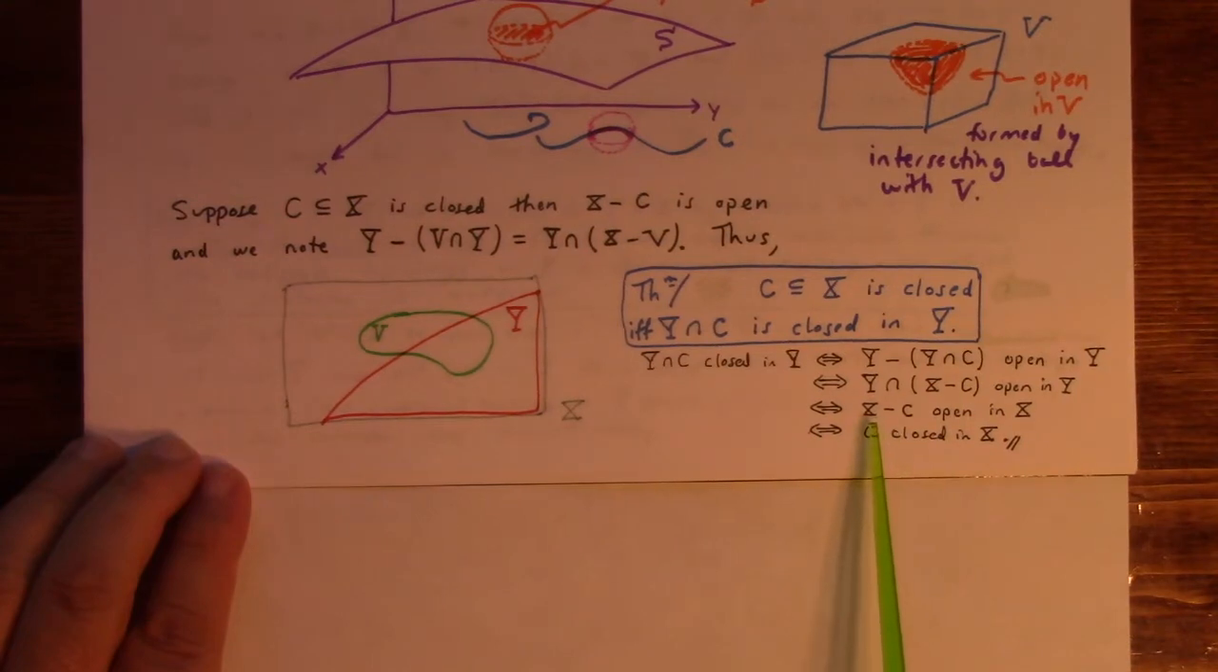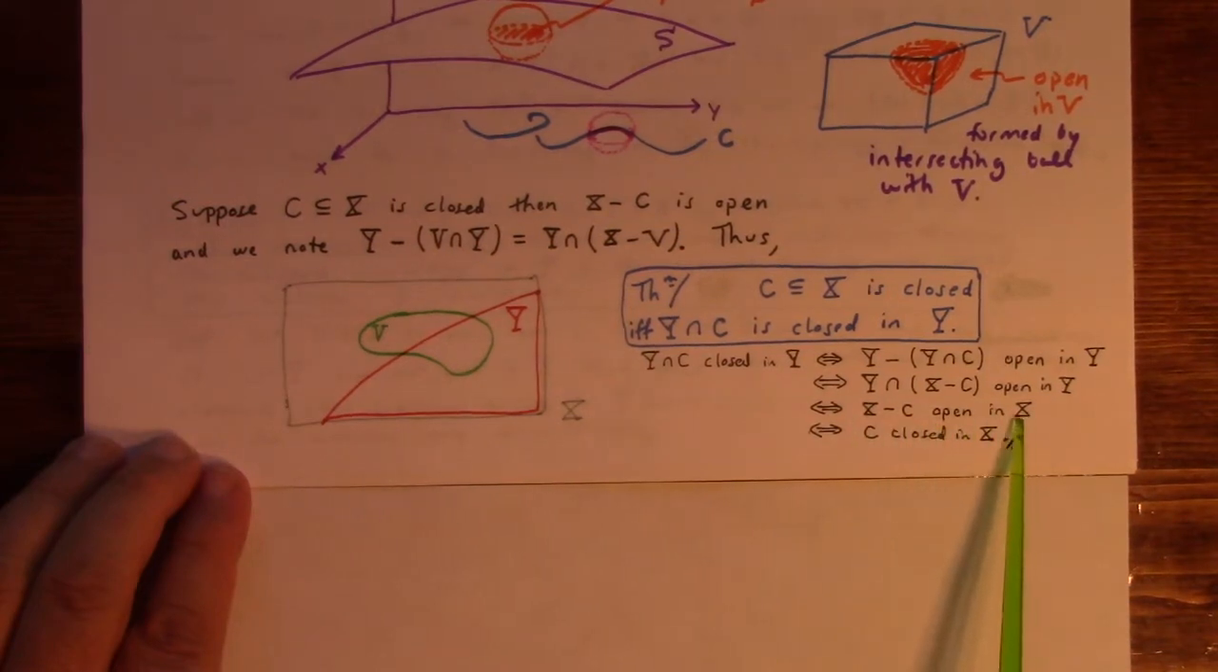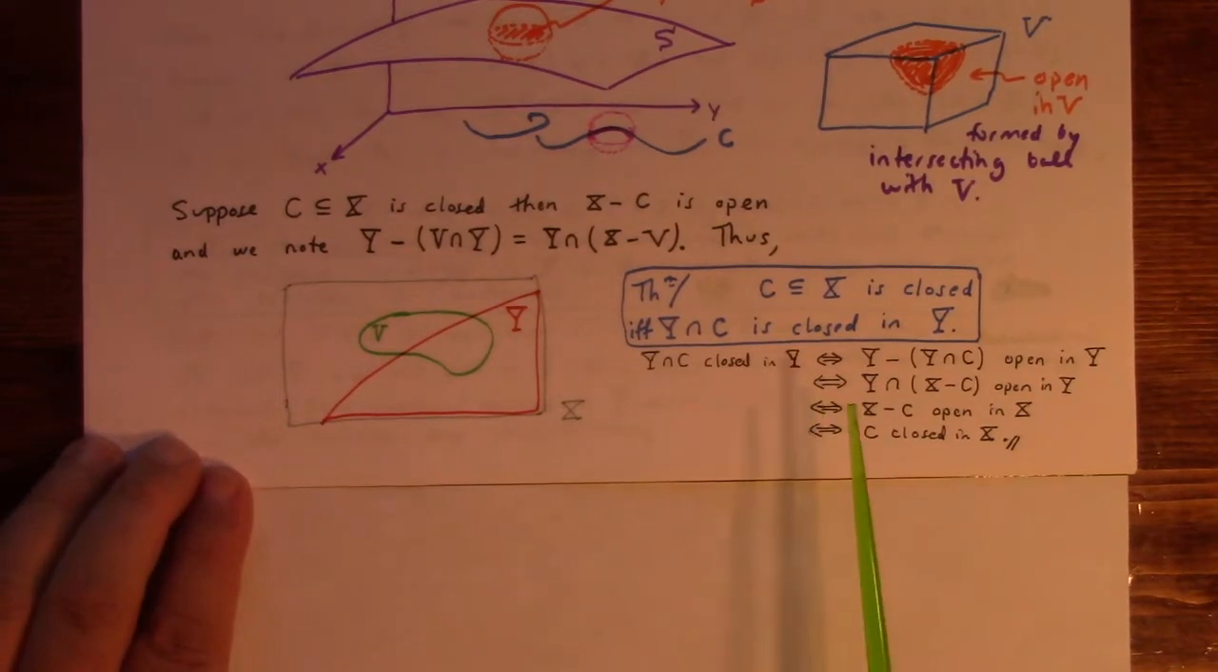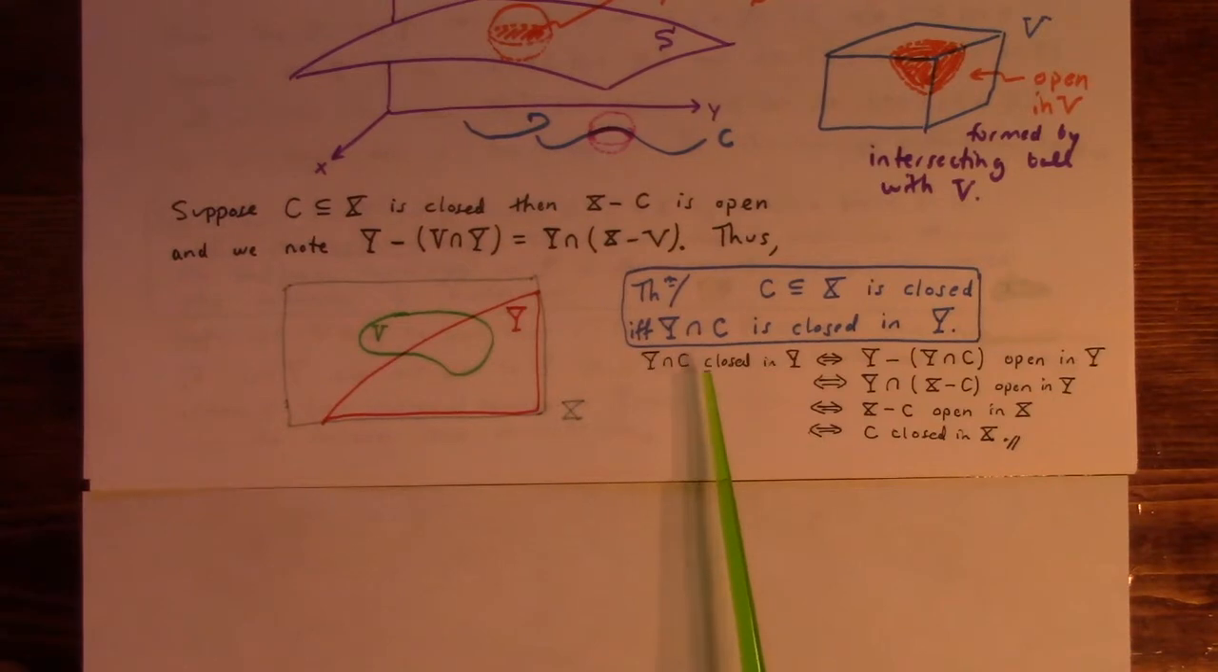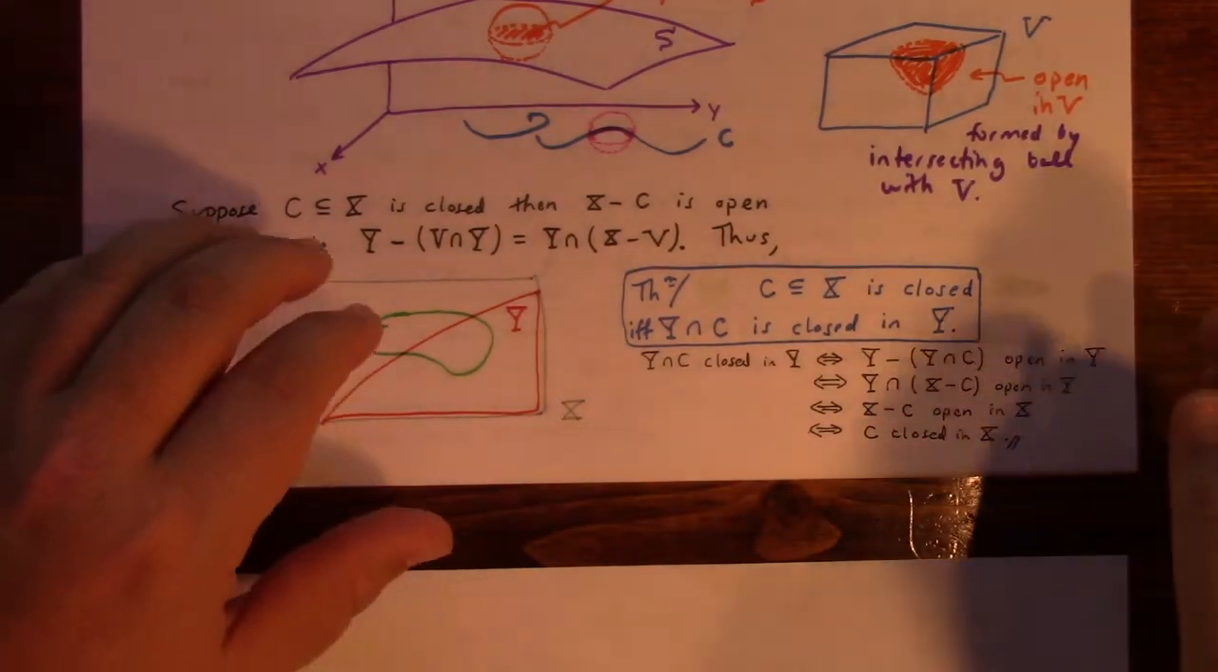And that's the definition of subspace topology there. And then, of course, if X minus C is open in X, that means C is closed in X, and there you go. So the closed sets in a subspace are precisely those that are formed by intersecting with closed sets in the superspace.